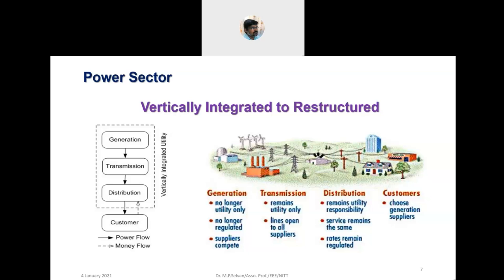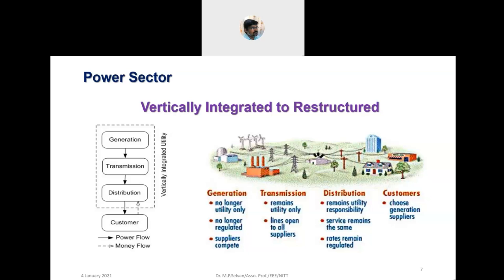And when we say the word grid, immediately what comes to our mind is this large transmission network. So that should be operated in a very stable manner. When you want to operate it in a stable manner, there should be a supervisor looking into the operation of the transmission system.